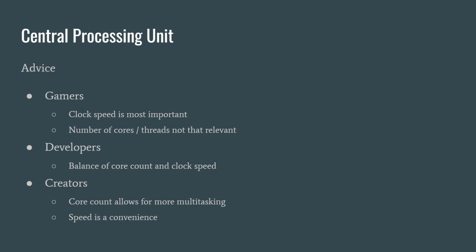For developers, you really want to balance, because both increased core count and clock speed will contribute to things like compile time. And raw clock speed will just speed up the performance of development, things like IntelliSense. But for core count, you're typically going to be multitasking as a developer. You'll have your IDE open as well as probably Stack Overflow or whatever other software you're using to aid development. And so you really just want to strike a good overall balance in your CPU.